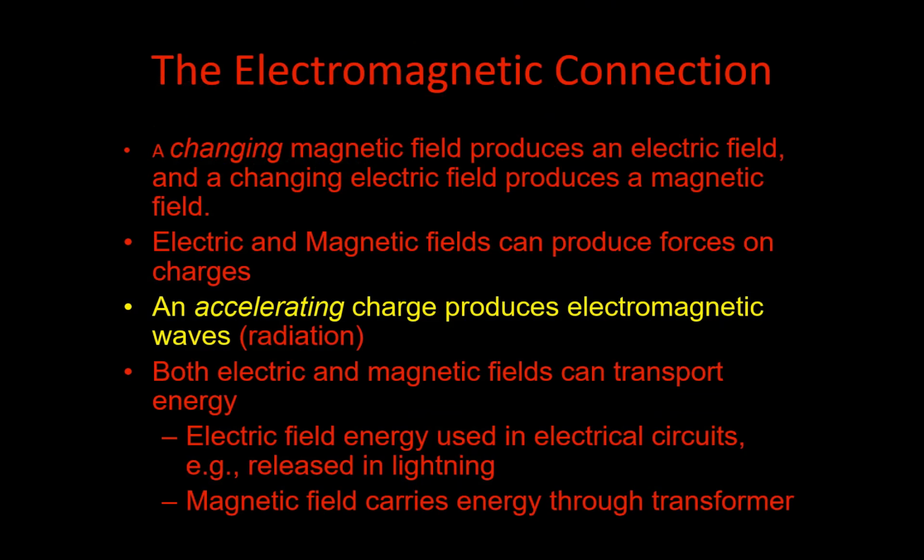So both electric and magnetic fields really transport energy, and that really is what light is. It's part of the electromagnetic spectrum. It's a mix of electricity and magnetism. So both E and M fields can transport energy, and the electric fields that's used in electrical circuits, such as lightning, will end up emitting energy and interfering with things like radio waves. Magnetic fields also carry energy through a transformer, which is something we'll get to shortly. And by transformer, we mean electrical transformer, not a robot that turns into a helicopter.